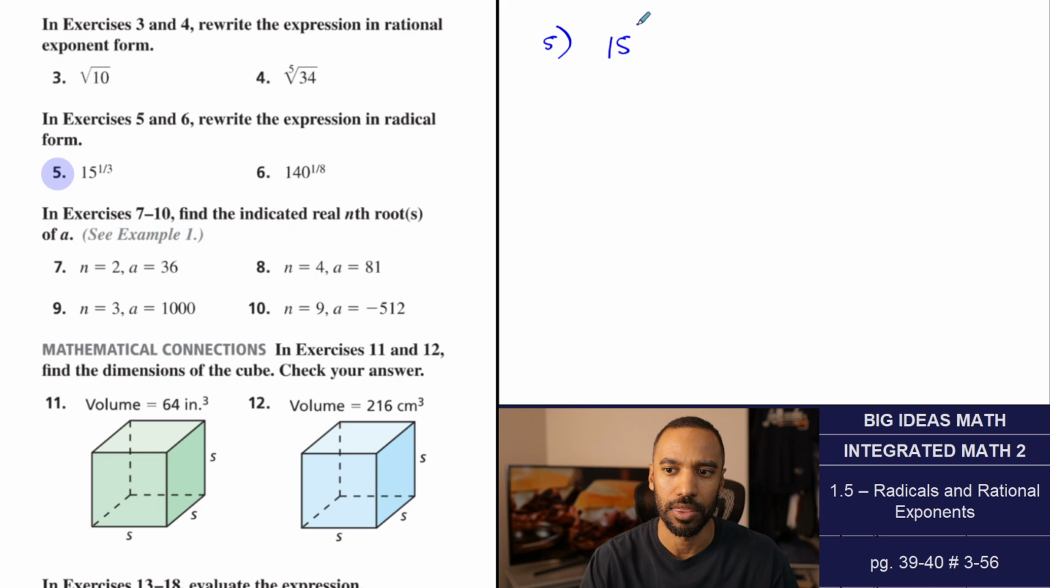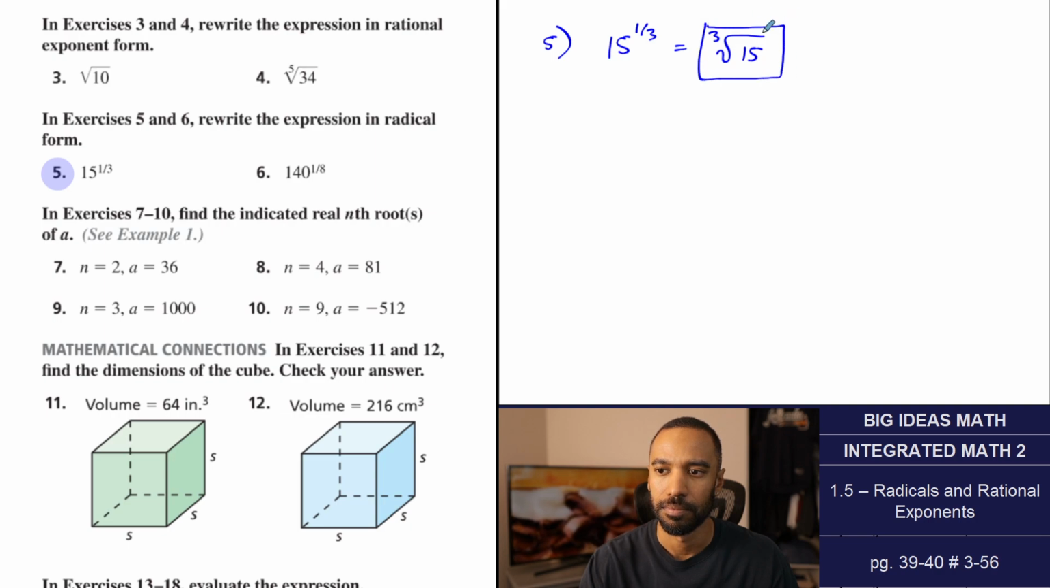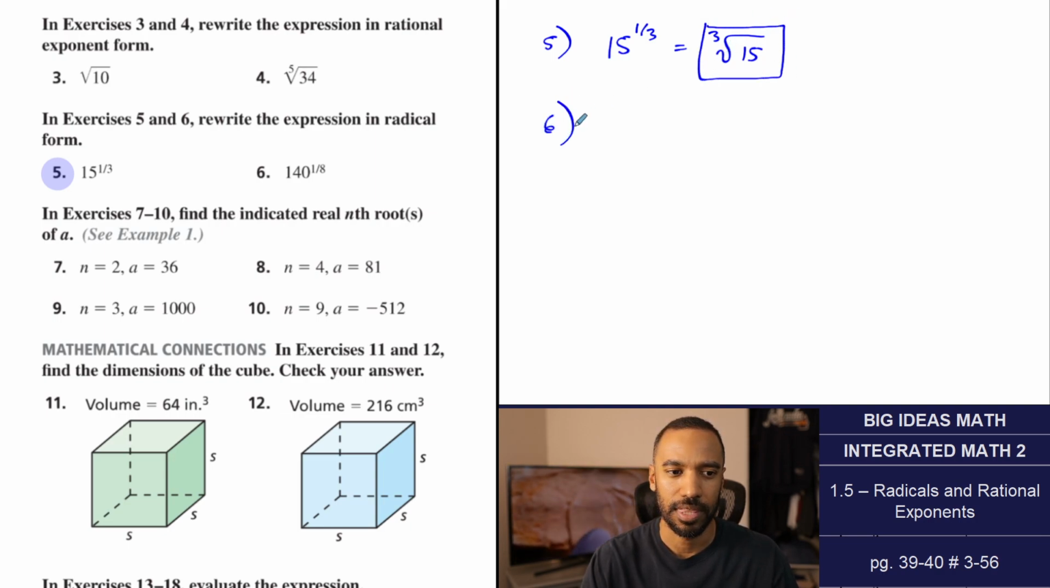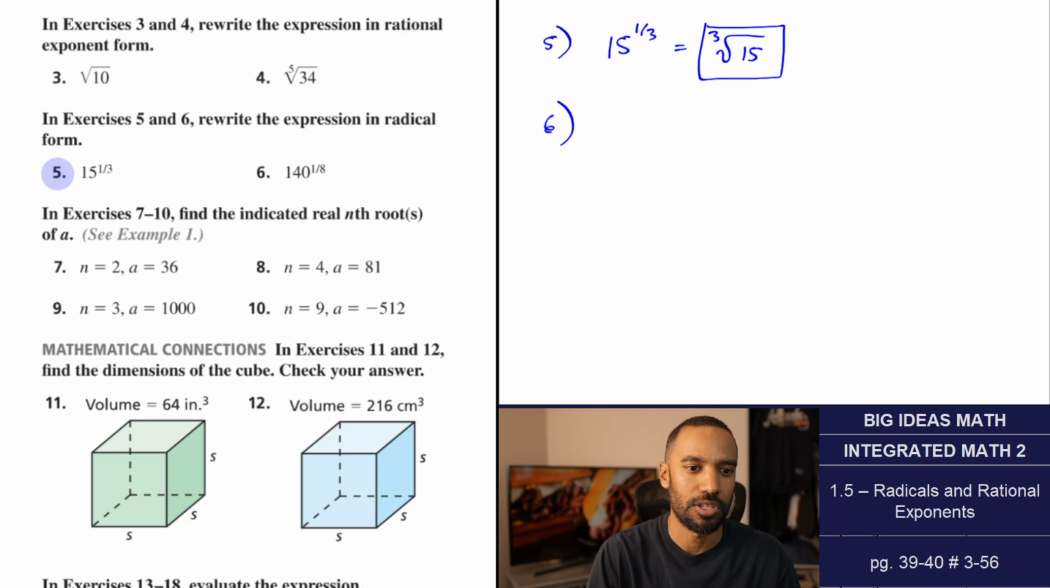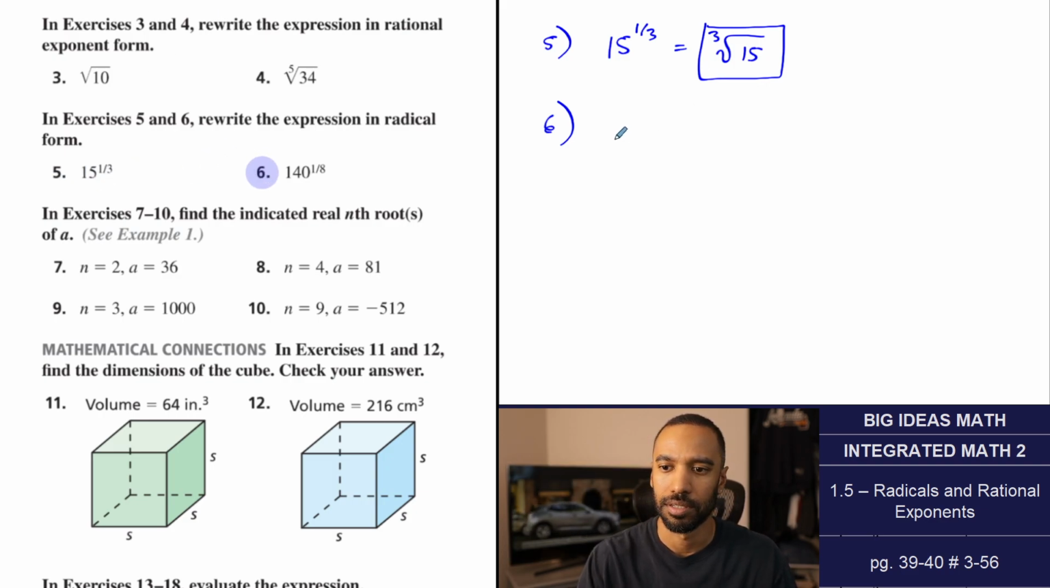It's 15 to the 1/3 power. We are going to rewrite in radical form. This is the cube root of 15 to the 1st power. But of course, I'm not going to evaluate that. And number 6, 140 to the 1/8 power is also the 8th root of 140.